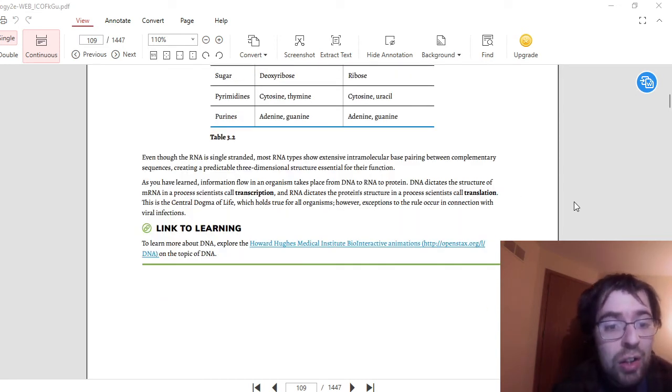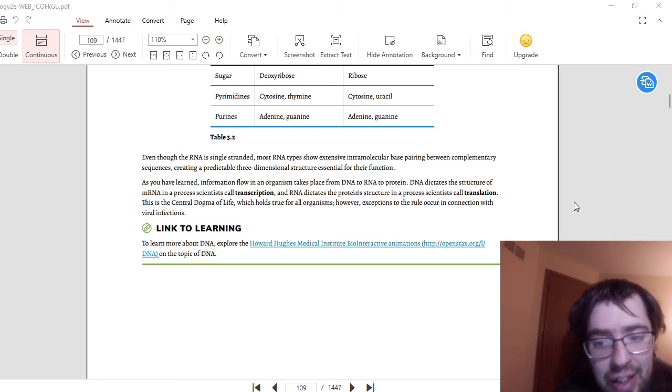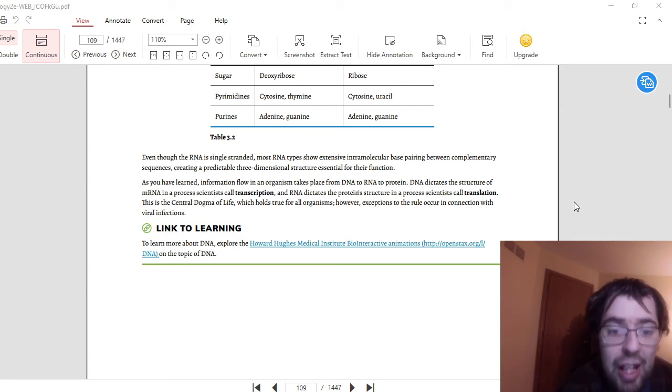Even though RNA is single-stranded, most RNA types show extensive intramolecular base pairing between complementary sequences, creating a predictable three-dimensional structure essential for their function. As you have learned, information flow in an organism takes place from DNA to RNA to protein. DNA dictates the structure of mRNA in a process scientists call transcription, and RNA dictates the protein structure in a process scientists call translation. This is the central dogma of life.